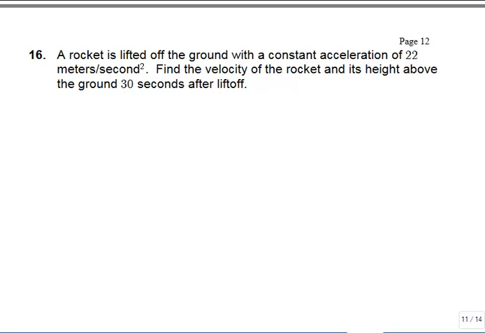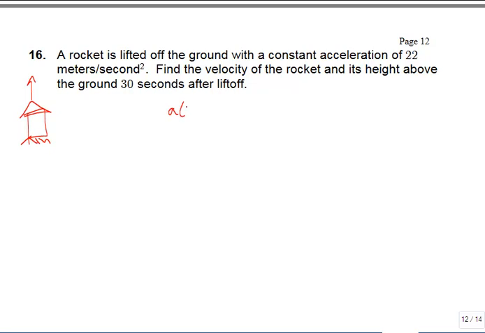Okay, next example. A rocket is lifted off the ground with a constant acceleration of 22 meters per second squared. Find the velocity of the rocket and its height above the ground 30 seconds after liftoff. So we have this rocket that's shooting up into outer space with a constant acceleration of 22 meters per second squared.